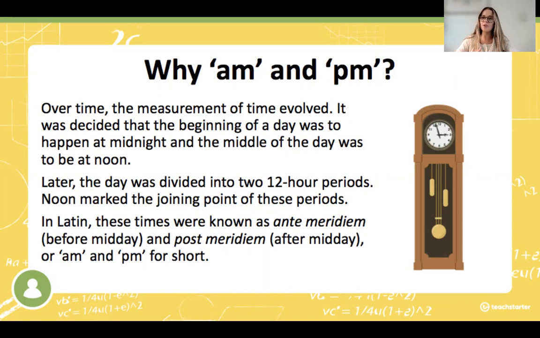So we know that when we're at school and the clock strikes 12 o'clock in the middle of the day, that is now noon. Later, the day was divided into two 12-hour periods. Noon marked the joining point of these periods. In Latin, these times are known as antemeridium and postmeridium, or AM and PM for short.